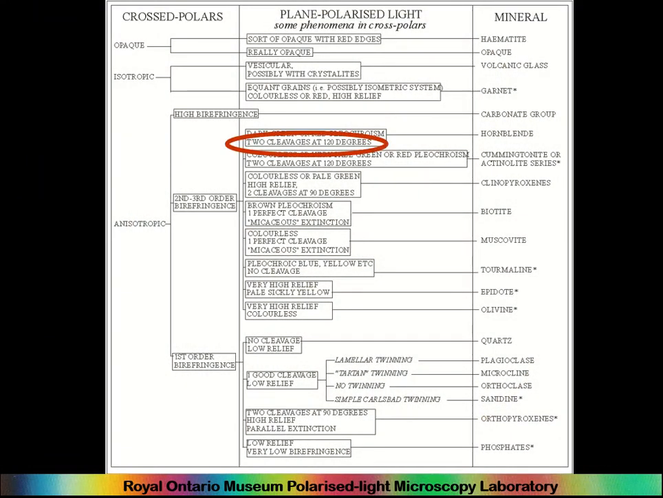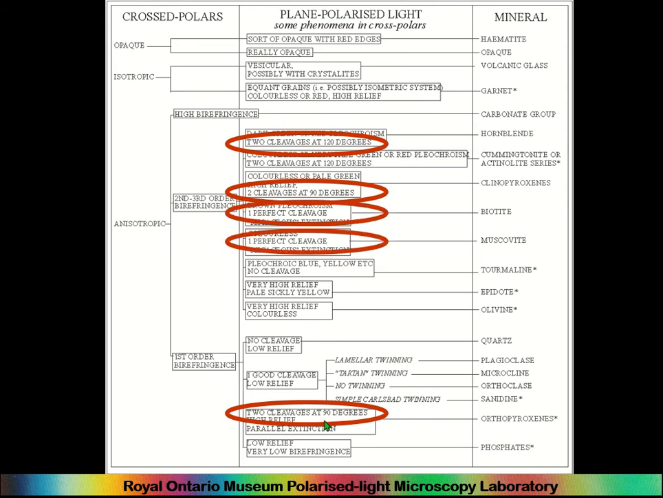So next, cleavages. So this has 2 cleavages at 120 degrees. This has 2 cleavages at 90 degrees, as does this. These are both pyroxenes. So it's one of the things that groups the pyroxenes together is high relief and 2 cleavages at 90 degrees. And these are the micas, biotite muscovite, with perfect cleavage, which is starting to sound rather judgmental. But and here we have the feldspars, which all have a good cleavage.